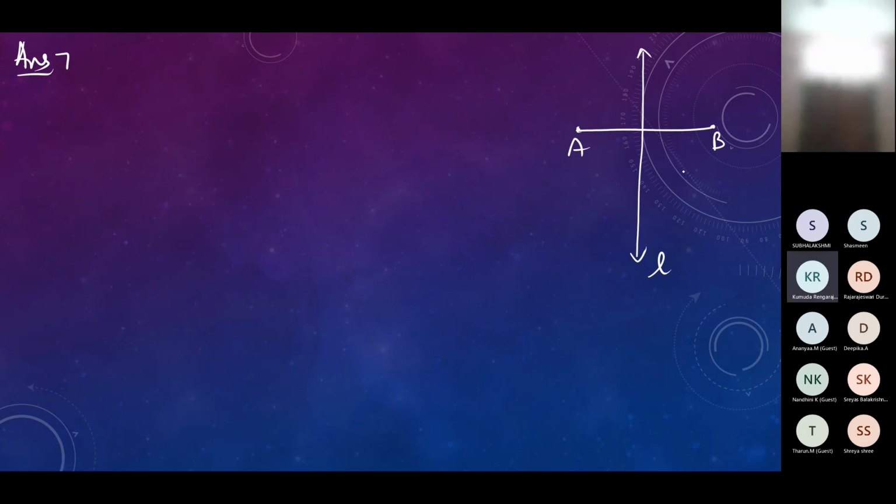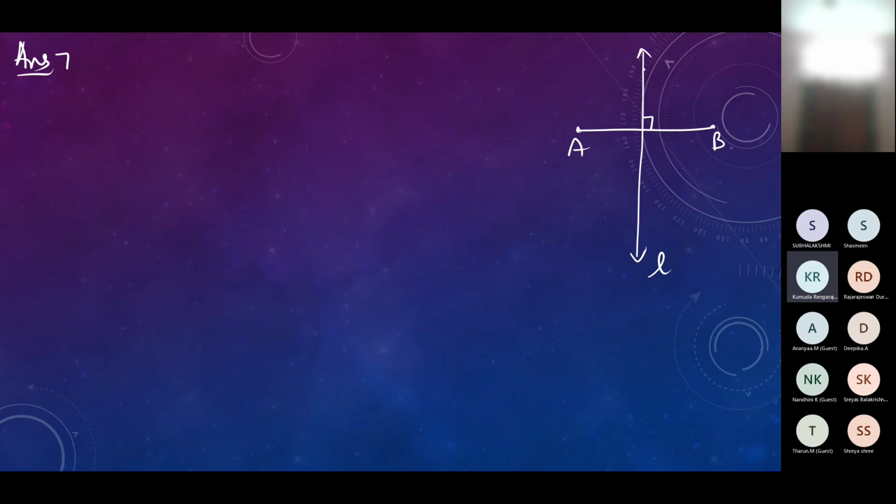If AB is a line, going on endlessly on both sides, then you cannot find its perpendicular bisector. But AB is a line segment here, and L is its perpendicular bisector. L is a line. Understand that. L is not a line segment. So we know that there are infinitely many points lying on the perpendicular bisector L.